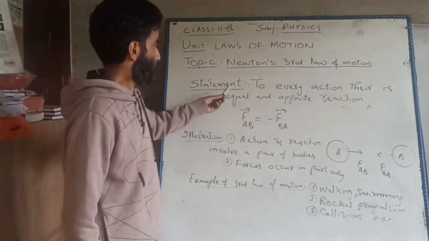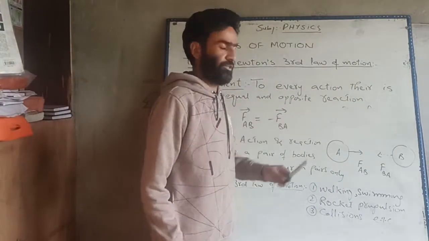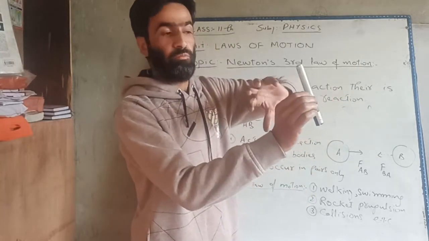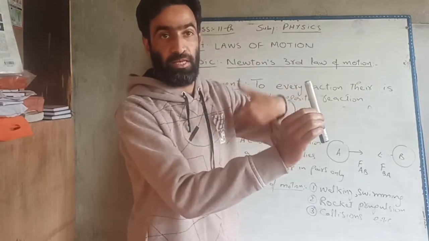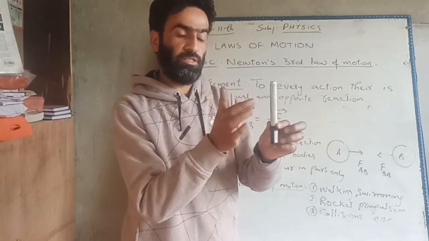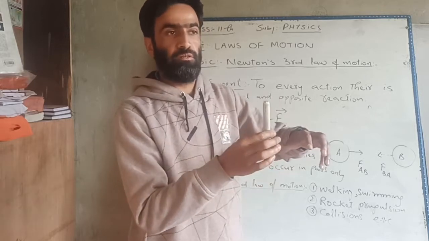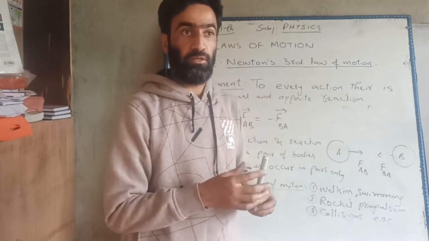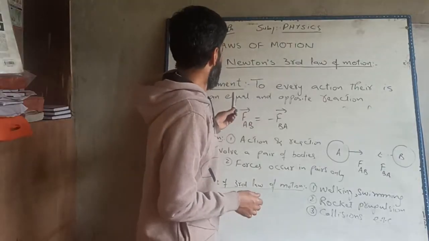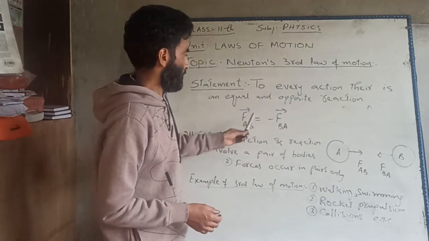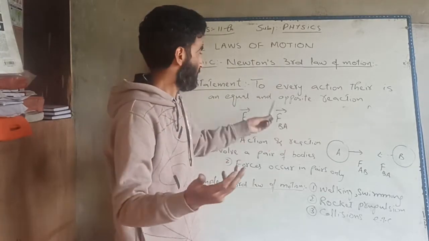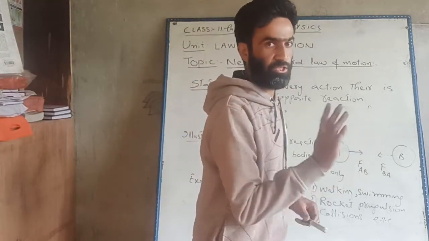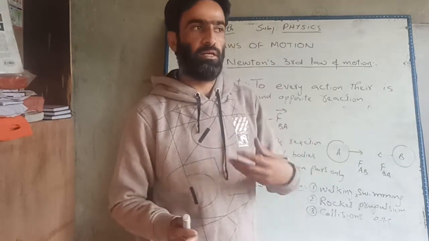This is the statement of the third law of motion. To every action there is an equal and opposite reaction. So if there is an action, the same force is reacted back by the next body. If there is 10 newtons of force in action, in the same way there will be a reactive 10 newtons of force, but in the opposite direction. So there is equal force. These two forces will be of the same magnitude but in opposite direction. If one force acts in the positive direction, then the reactive force will always be in the opposite direction.